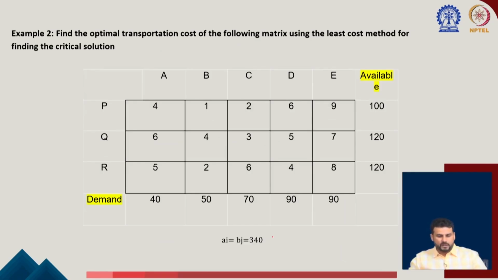So now we will go for one problem where we get some negative opportunity cost, and see what we will do in that case. So this is another problem: this is the per unit transportation cost, and this is the total supply.